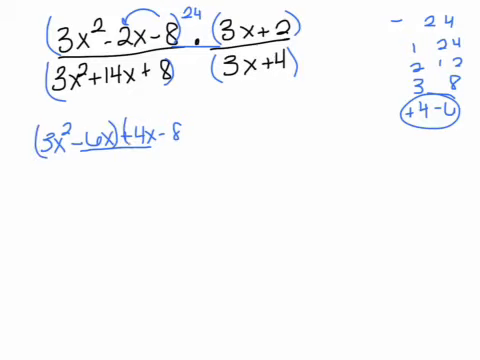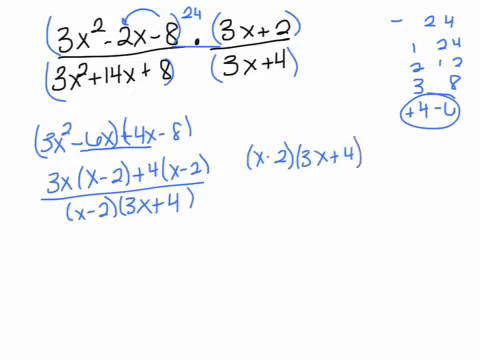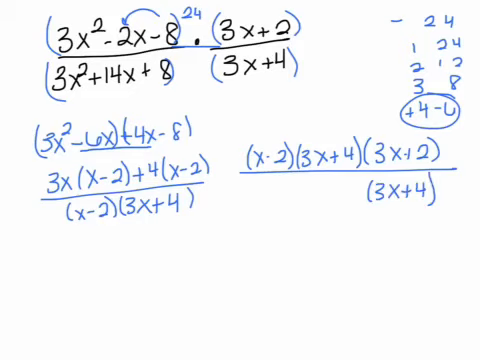I'm going to factor by grouping. So the first factor, I can take a 3x. Left over, I have an x minus 2. Bring down the sign, and I can factor out a 4, and I have an x minus 2. Therefore, in common, I have an x minus 2 and a 3x plus 4. So I'm going to write out on the top, I have an x minus 2, a 3x plus 4, a 3x plus 2. On the bottom right now, I have a 3x plus 4.